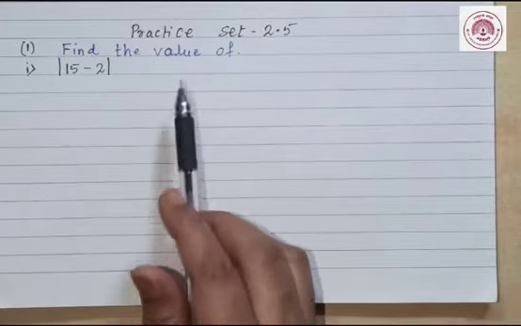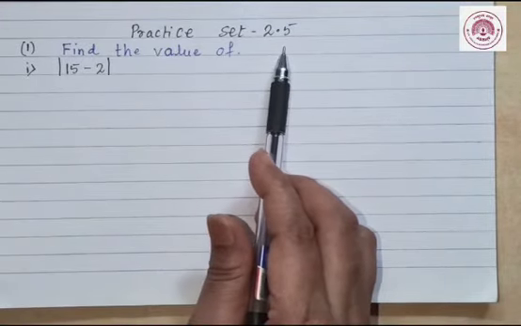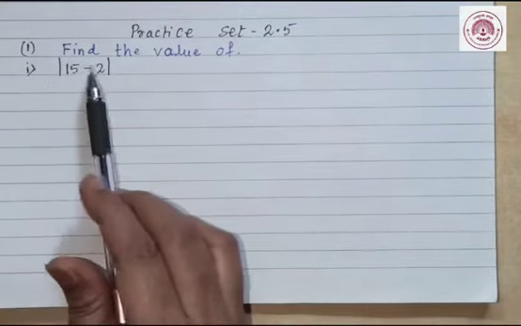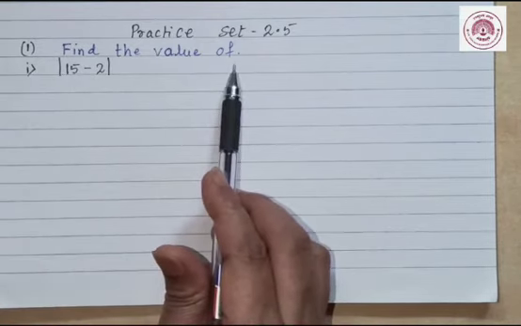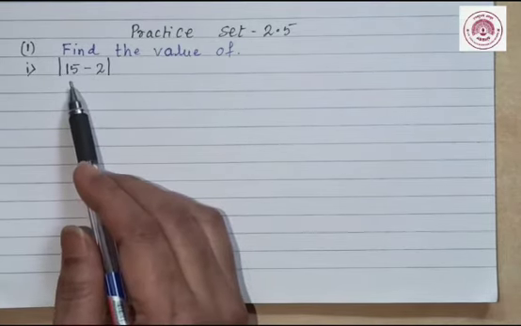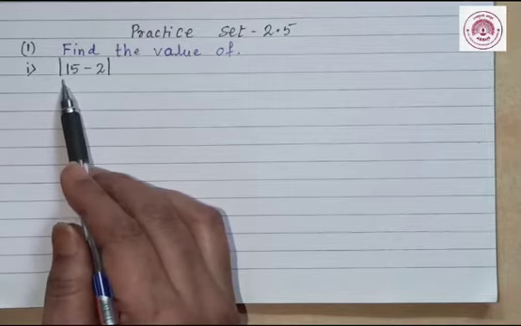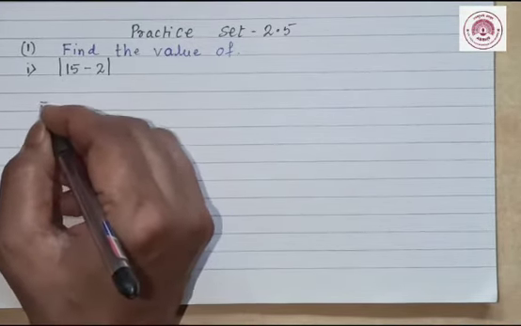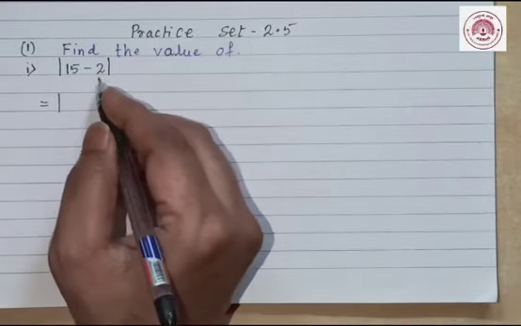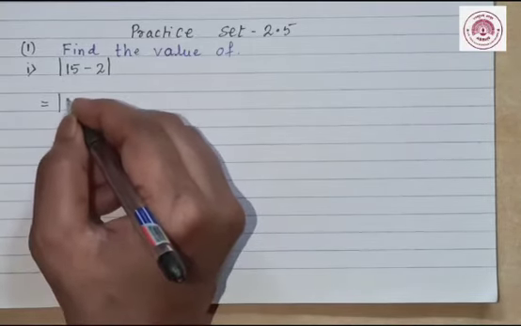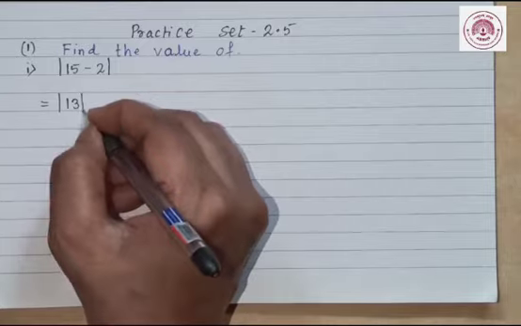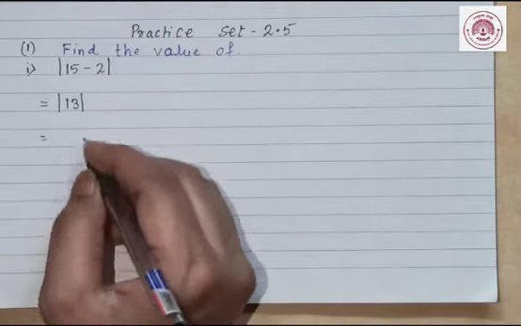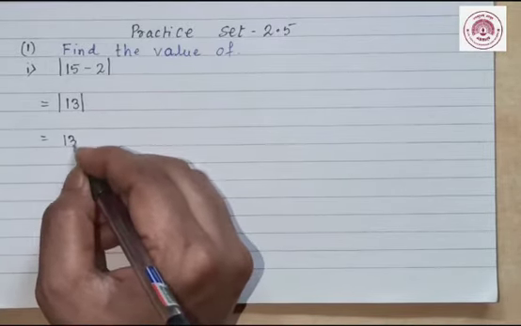Now let's solve practice set 2.5. The first question is: find the value of modulus of 15 minus 2. So this is equal to, 15 minus 2 is 13. Now modulus of 13 is equal to 13.